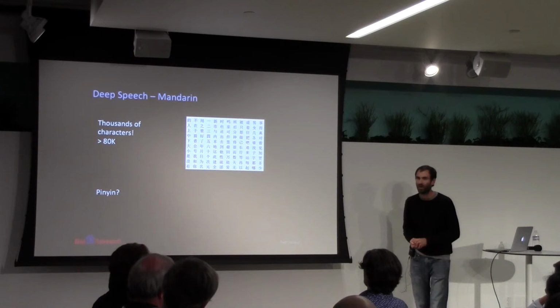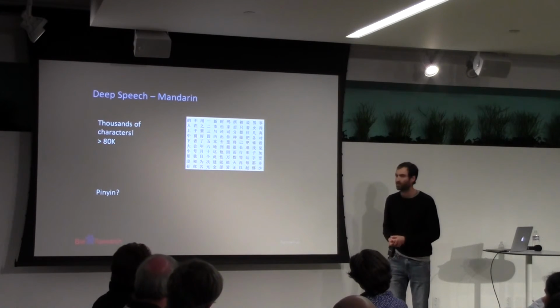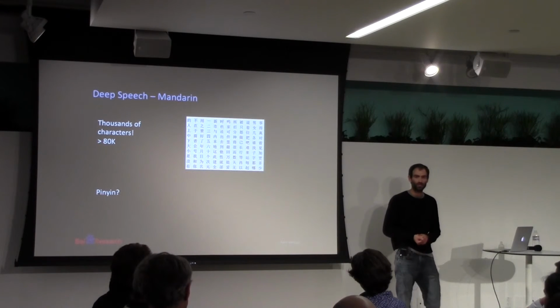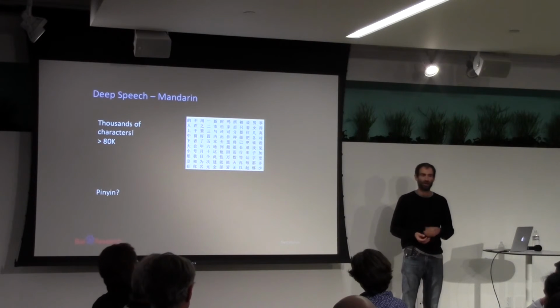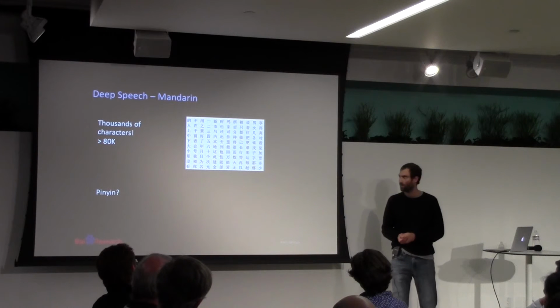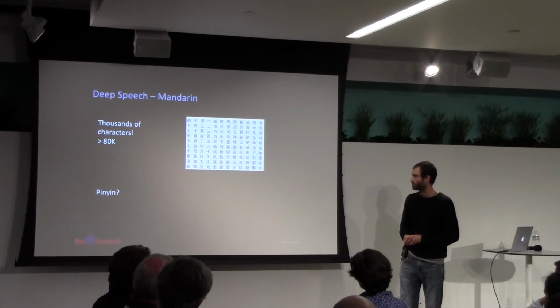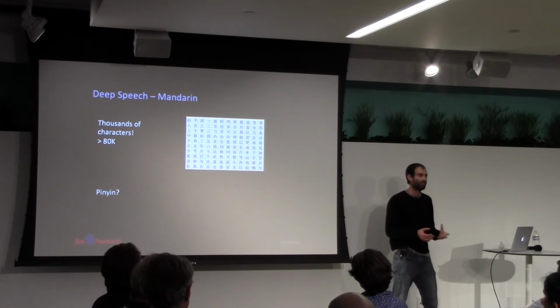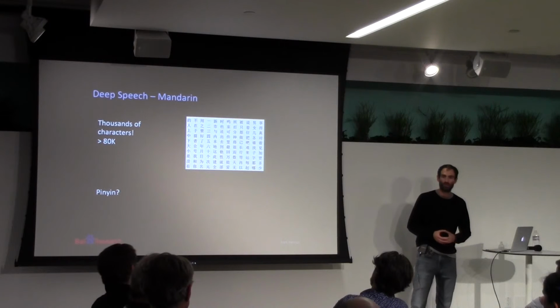So one thing we thought about was using Pinyin. For those of you that don't know, Pinyin is a phonetic transcription of Chinese. It's basically the alphabet with tonal marking, something like that. For us, using Pinyin was kind of a step in the wrong direction. It was moving back towards a phoneme-based system.